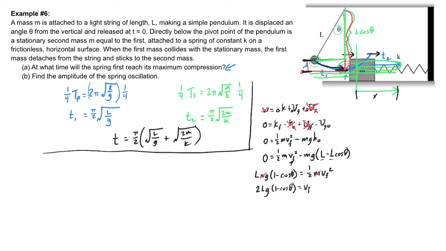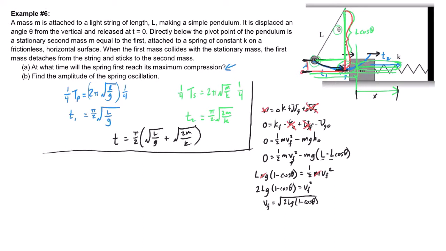That'll be equal to the final velocity squared, and we'll square root it so that we get that the final velocity is equal to the square root of 2Lg times 1 minus cosine theta. All right, so we got the speed right before the collision.